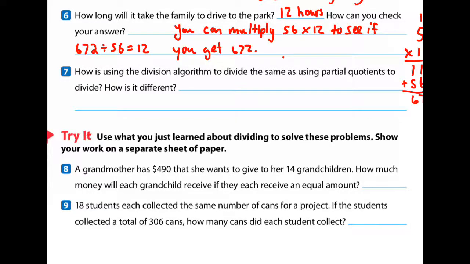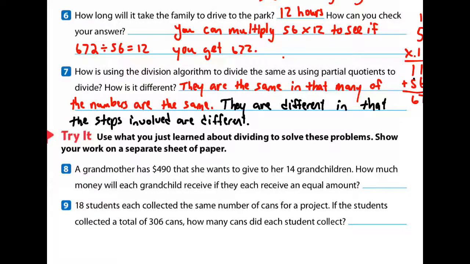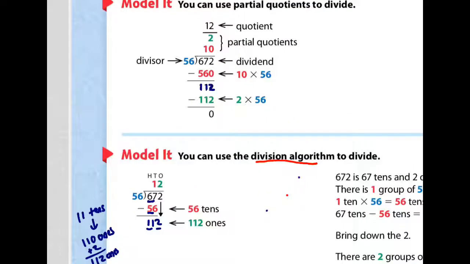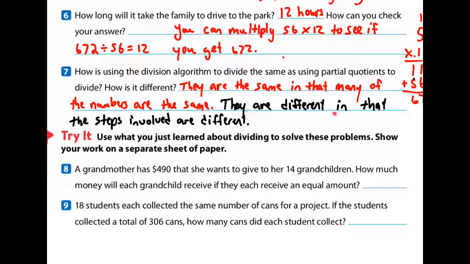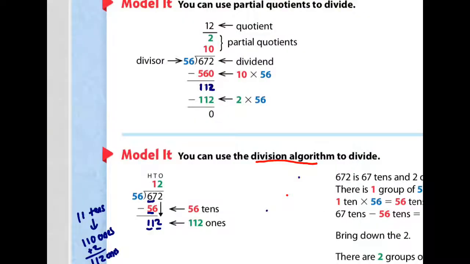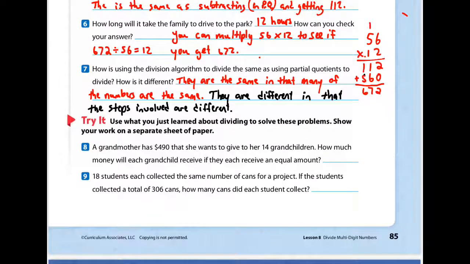So I'll write mine real quick. Okay, so here's my answer. They gave me more room. You can go into a lot more differences, but all I said is they are the same and that many of the numbers are the same. And what I meant is you see a lot of the same numbers, the 112, the 112. The 56 tens is 560 over here. Now I said they are different in that the steps involved are different. It's kind of vague, but when you follow them, you do different steps here. This is you subtract, all the numbers are in ones, and over here they're tens. So the steps are just different. So don't get too hung up on that one.